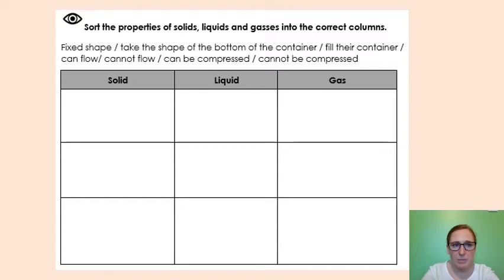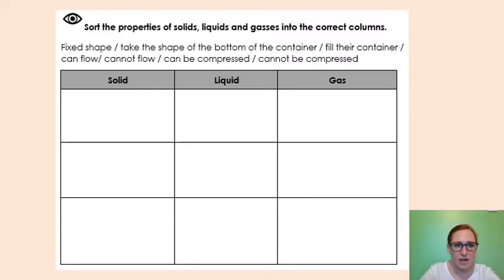I've been talking about them a bit right now. So can you make this table for me, please, with a solid column, a liquid column and a gas column, with 3 boxes underneath each of them? Once you've done that, can you write in some of the properties? And the properties are written above it.